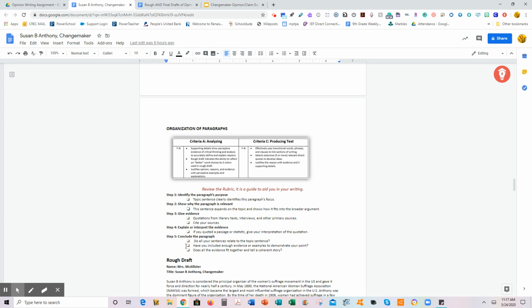And when we concluded the paragraph, we want to make sure that all the paragraphs relate to the topic sentence. Have you enough evidence or examples to demonstrate your point? And does all the evidence fit together and tell a coherent story?